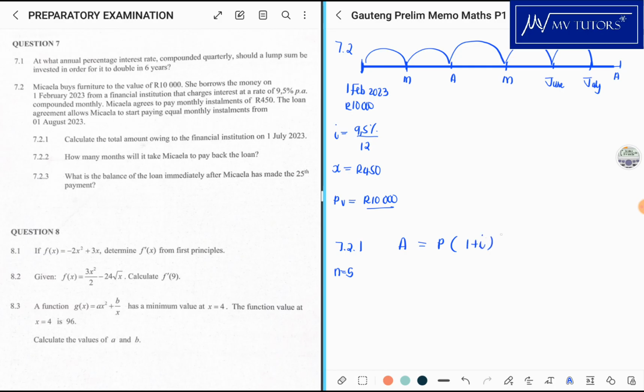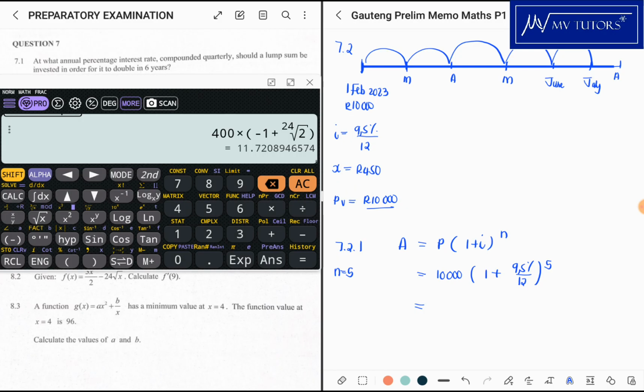So we have to use the compound formula, P(1 + i) to the power n. Now P in this case is 10,000 Rand, because that is what was borrowed. That's the principal amount. Then we have 9.5% compounded monthly, and it's 5 months. Please don't think it's 5 years, where you'd be multiplying the 5 by 12. So we have 10,000 and our brackets there to the power 5, and then we have 1 plus 9.5%, divided by 12.